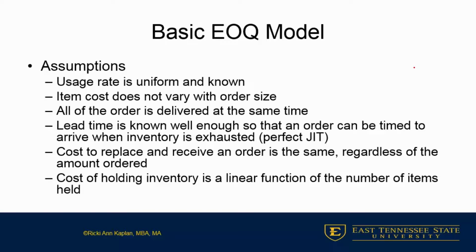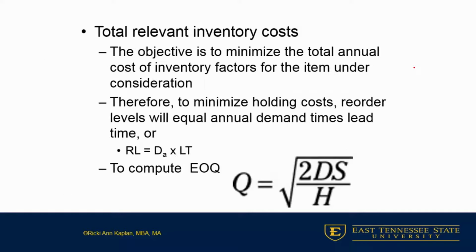Cost of holding inventory is a linear function of the number of items held. The more items held, the higher the cost is going to go. It's a straight line. Each item held is going to cost the same amount. There's no squares in there or anything else. It's not a curved line. It's a straight line.